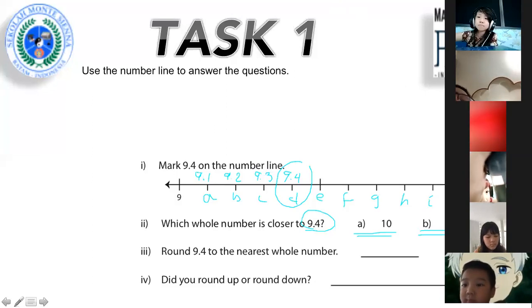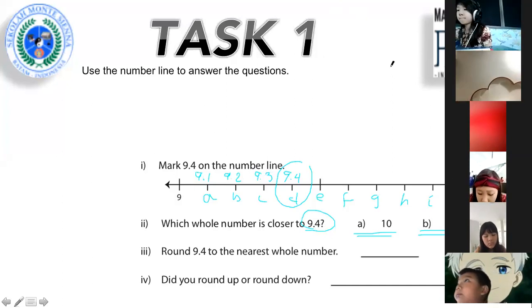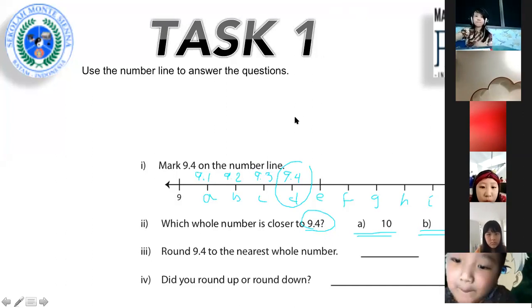Second warning for Luis and Jasmine, you need to turn on your video. And for the others, once you turn on your video, make sure I can see your faces, not any other background.